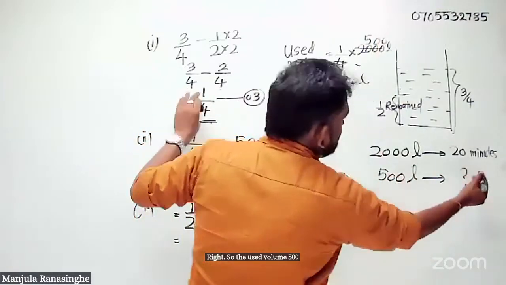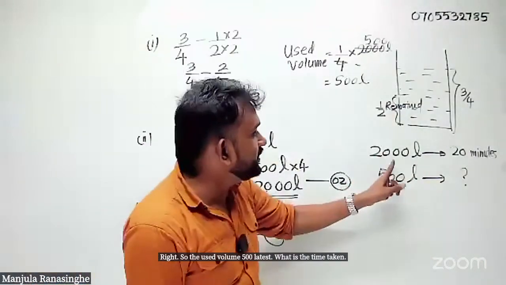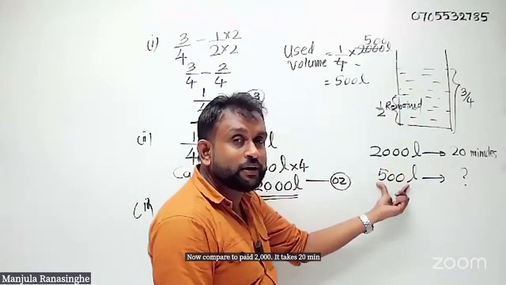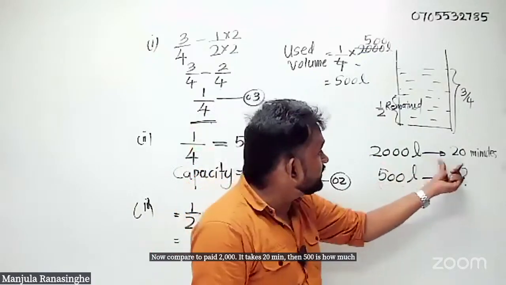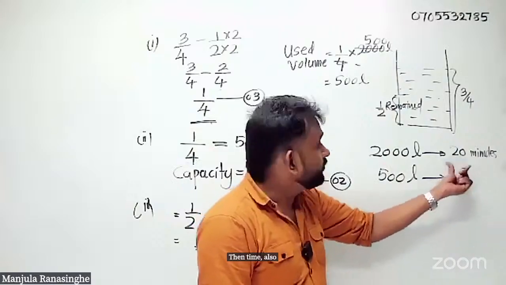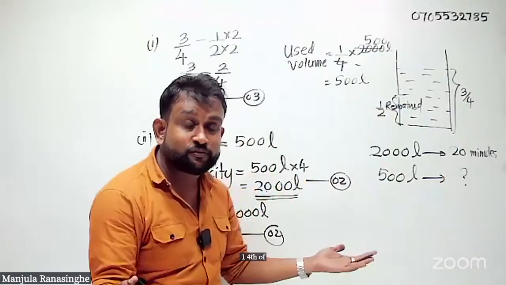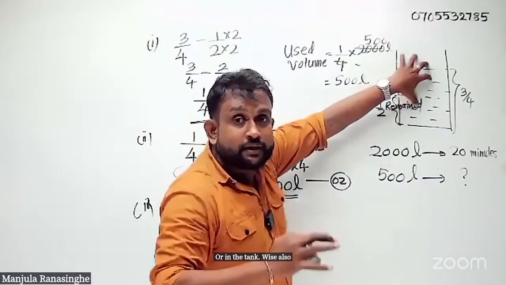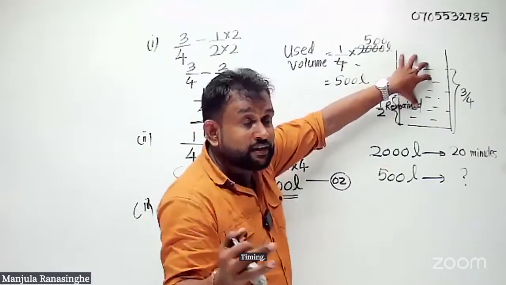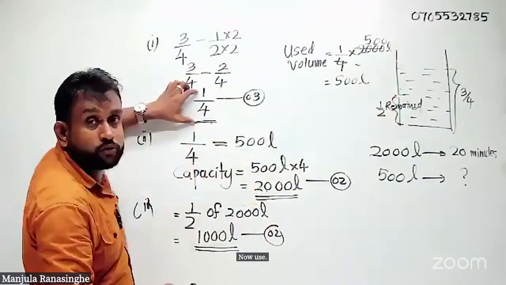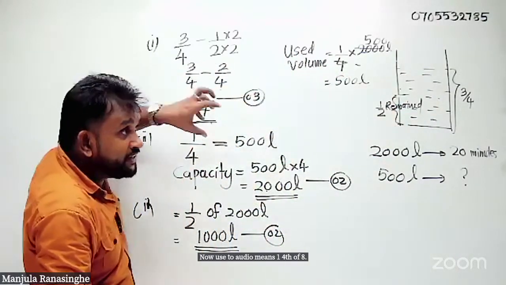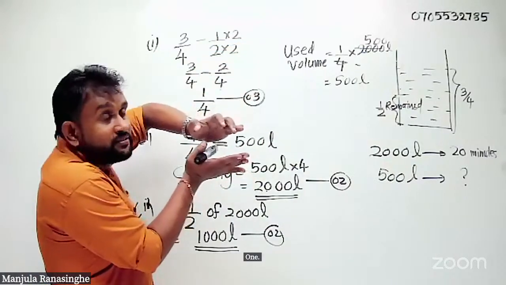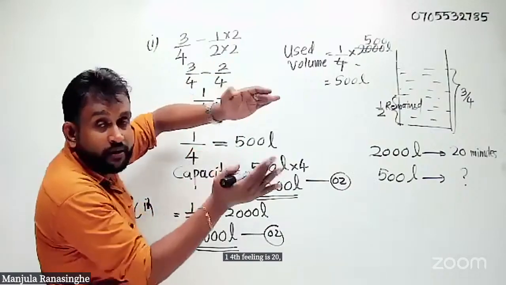What is the time taken? Now compare. To fill the 2000 liters, it takes 20 minutes. Then 500 liters is how much? One fourth of it. Then time also one fourth of it. One fourth of 20 minutes, that is 5 minutes. So in the tank-wise also, full tank timing is 20 minutes. Now the used volume is one fourth of it. One fourth filling is 20 minutes divided by 4, 5 minutes.